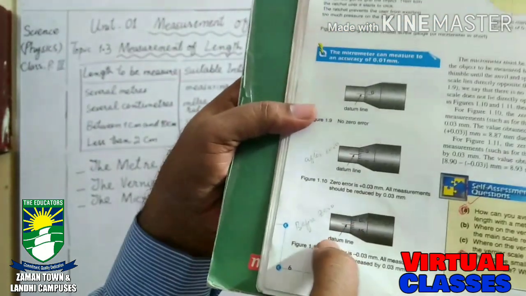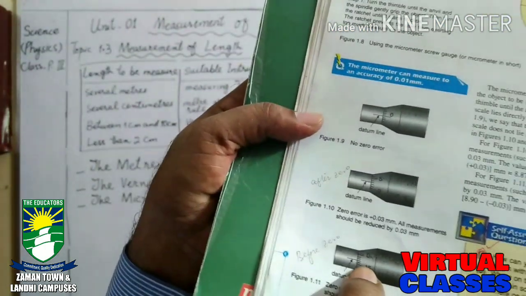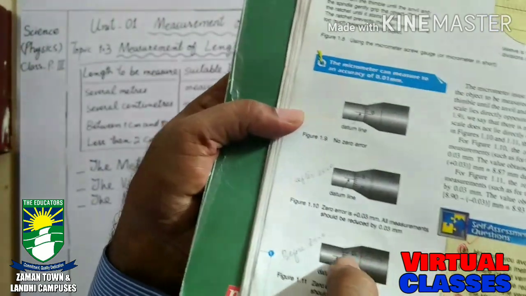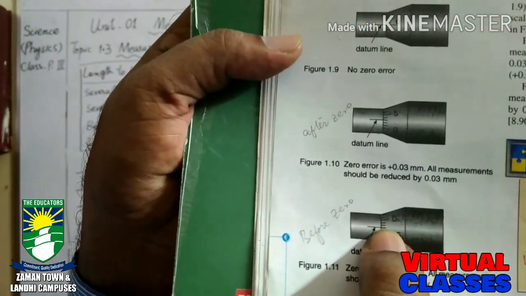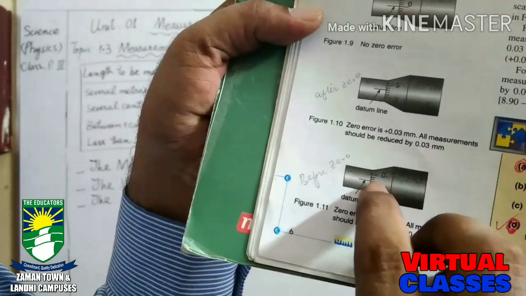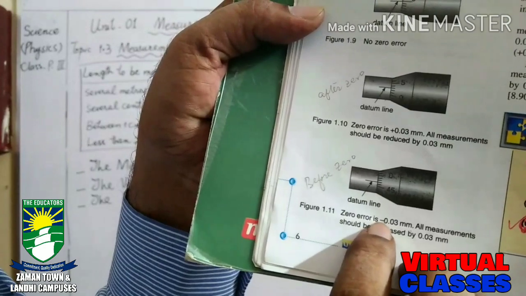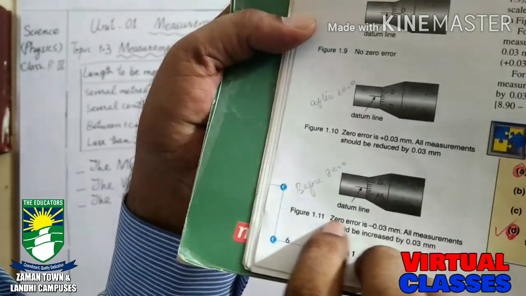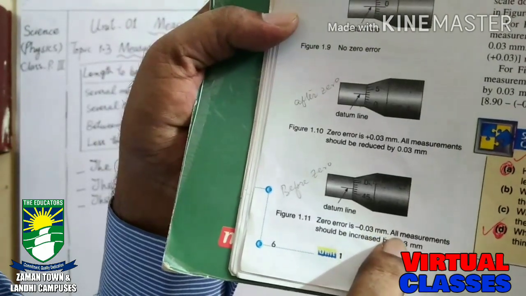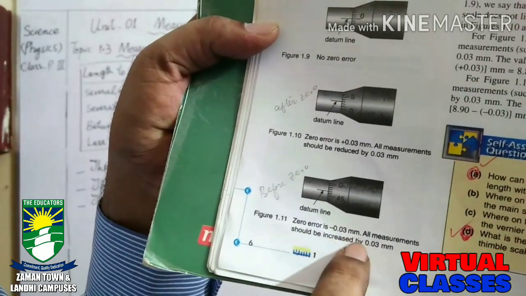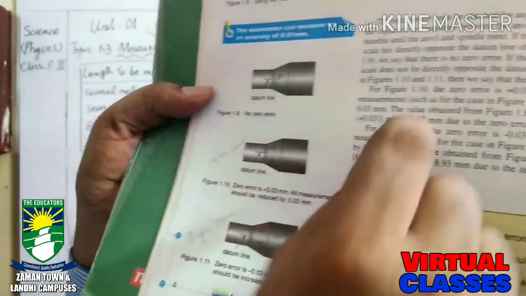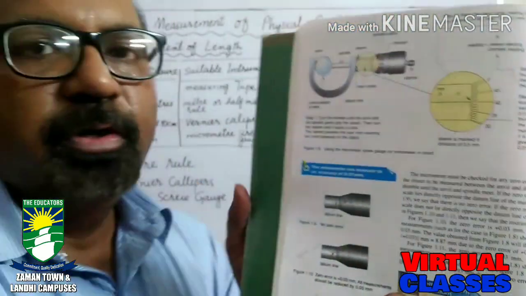Next, see, if it is before 0, for example, this is 0 and it is before 0. So how much it is? 1, 2, 3. So it is minus. The zero error is minus 0.03 millimeter. All measurements should be increased by 0.03. Then we will add 0.03 in the total value.